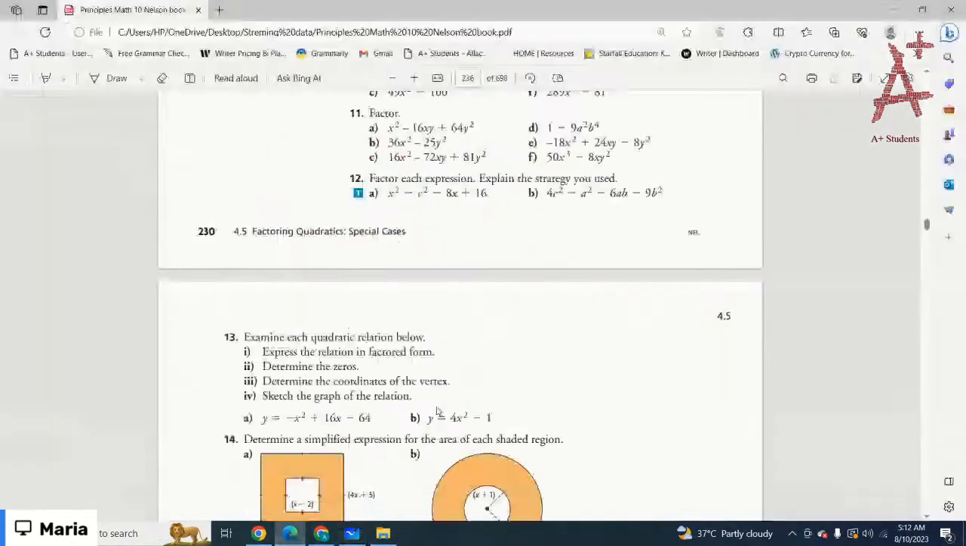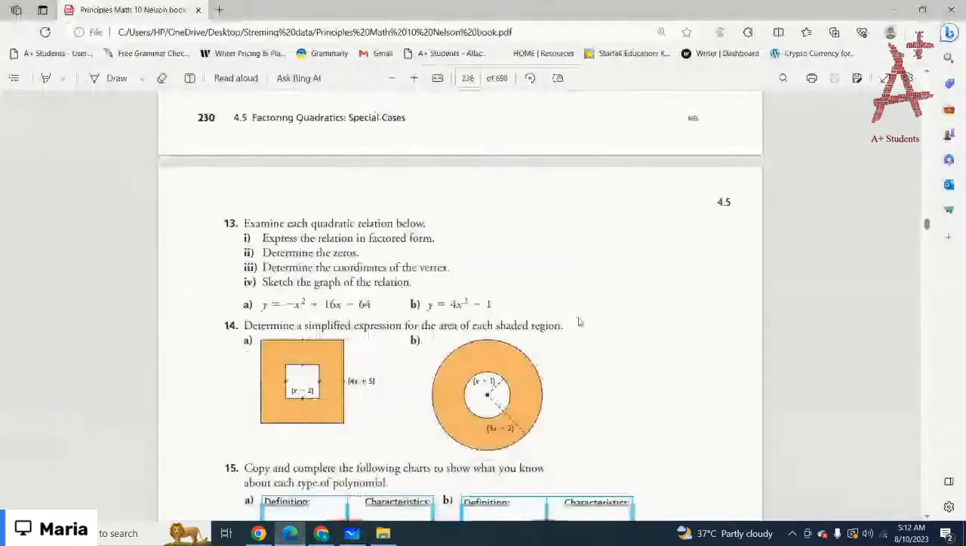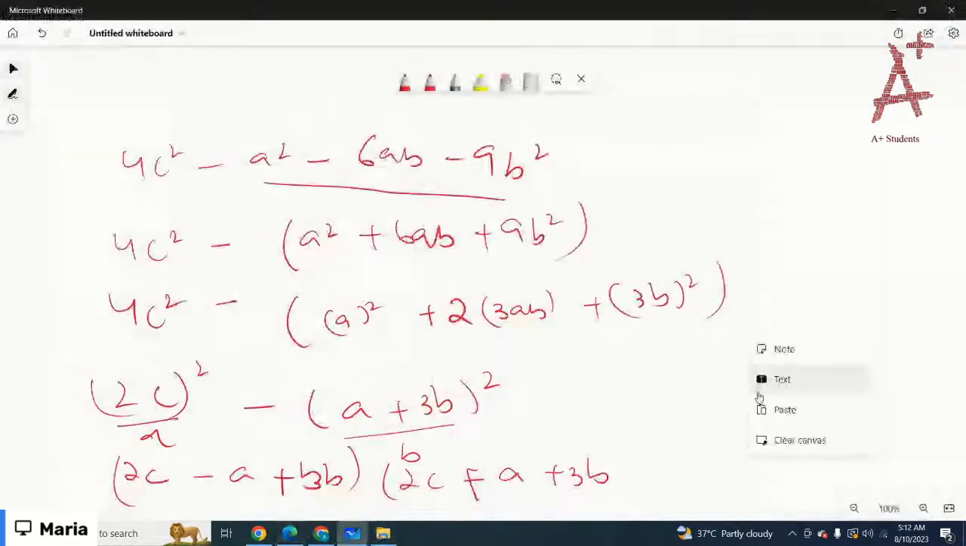Okay, the next one is question number 13. Examine each quadratic relation below. Express the relation in factored form, determine the zero, determine the coordinates of the vertex and sketch the graph of the relation. So let's just start with A. Y equals negative x squared plus 16x minus 64. Question number 13.